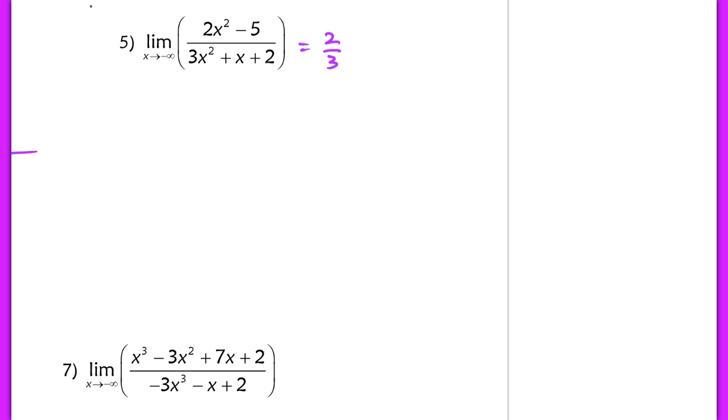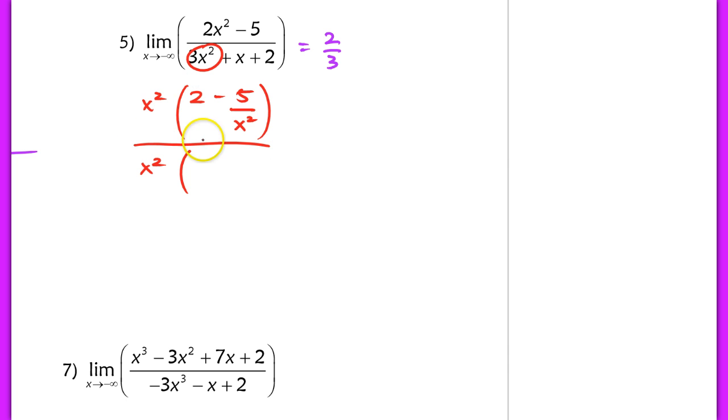Now we can also verify that this limit is 2/3 if we use that algebraic technique as well. I haven't mentioned it up to this point because we were only dealing with polynomial functions when we were working with this algebraic technique, but when you have a rational function, you have to look at the highest degree of the denominator, and that's what you're going to divide all of the terms by. So here, that highest degree would be the x squared, so we're going to divide by x squared throughout. If I do that in the numerator, I have 2 minus 5 over x squared, multiplied by x squared, over x squared multiplied by 3 plus 1 over x plus 2 over x squared.